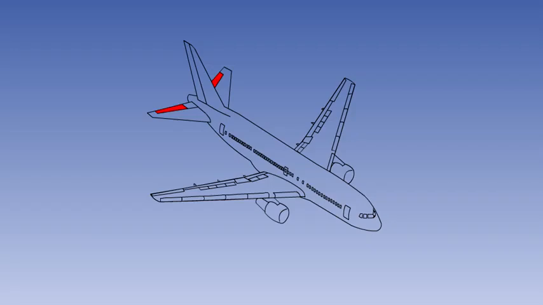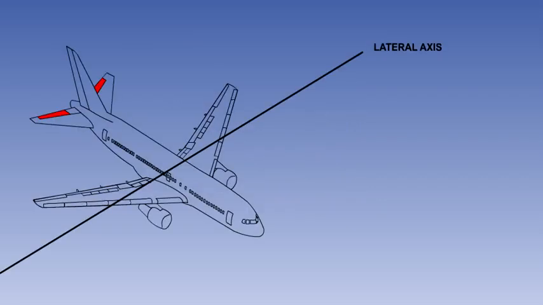In this lesson, we will discuss the primary flight controls which control and balance the aircraft in pitch. Longitudinal control is achieved by the use of elevators, which are flap-type controls normally fitted to the trailing edge of the tailplane or stabilizer. These surfaces control the aircraft in pitch about the lateral axis.